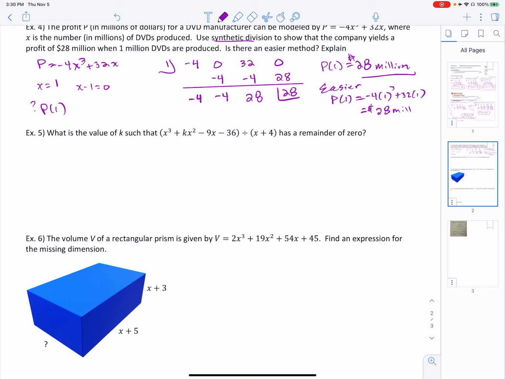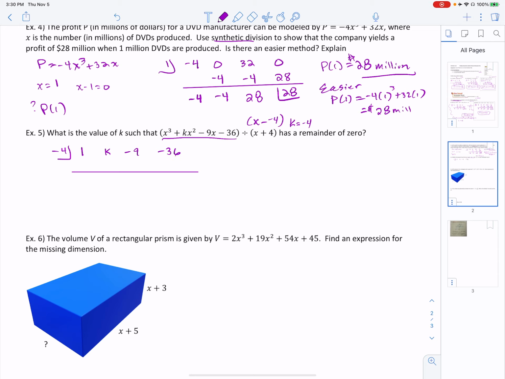What is the value of k so that this has a remainder of 0? Well, I'm going to do synthetic division with a variable. This x plus 4 can be thought of as x minus a negative 4. So my value is negative 4. And so I'm going to do synthetic division even though this has a variable in it. The coefficient of x cubed is 1, and the coefficient of x squared is k, so I'm just going to work with that variable. And then negative 9 and negative 36.